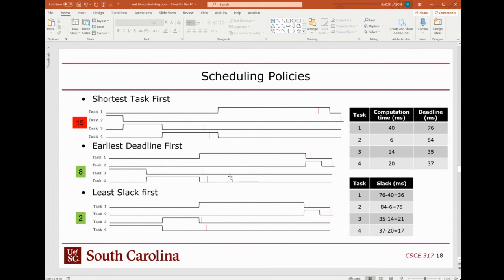Now the question is, how do we know if they're going to work? Is there some criteria that we can apply to the list of tasks, their computation time, and their deadlines to determine whether they'll meet their deadlines under these policies? And that's what I'll talk about on Wednesday, because we're about out of time for today.